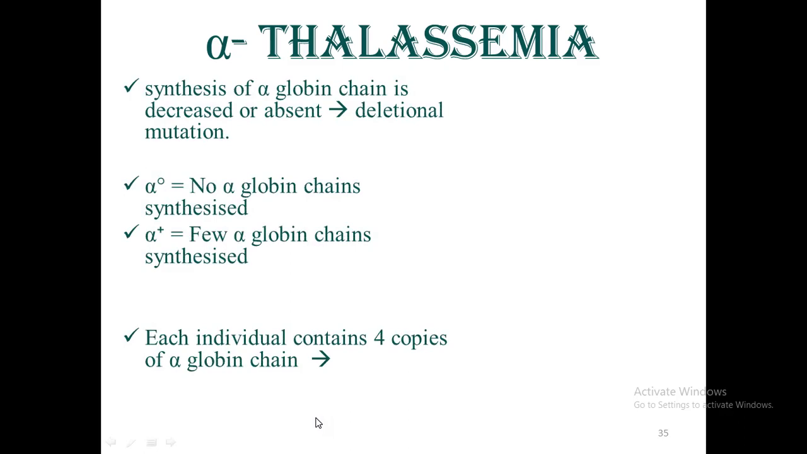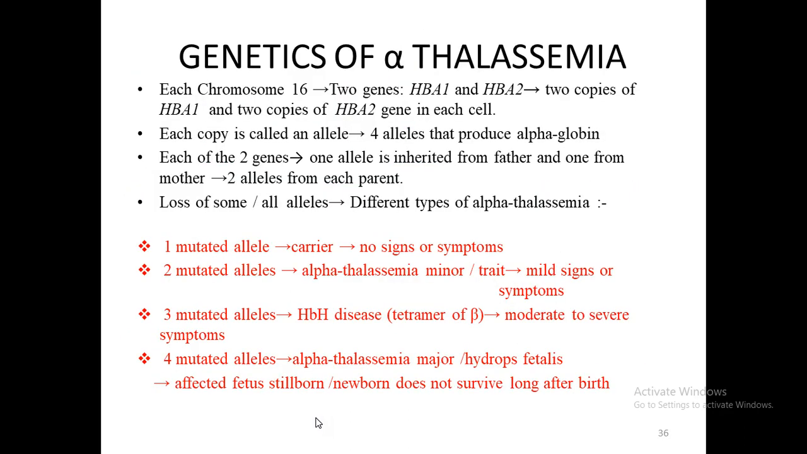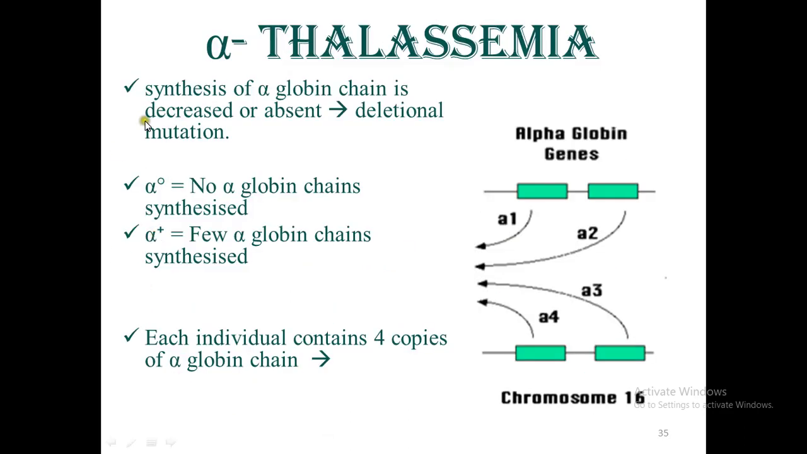First of all, let us study alpha thalassemia. In alpha thalassemia, the synthesis of alpha globin chain is decreased or it is absent totally. And here we find that it's a deletional mutation, that there is a deletion of a nucleotide taking place. Alpha 0 means no alpha globin chains are being synthesized. Alpha plus means few alpha globin chains are being synthesized.